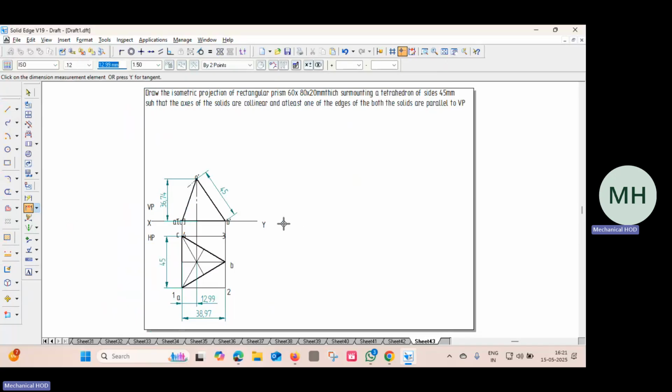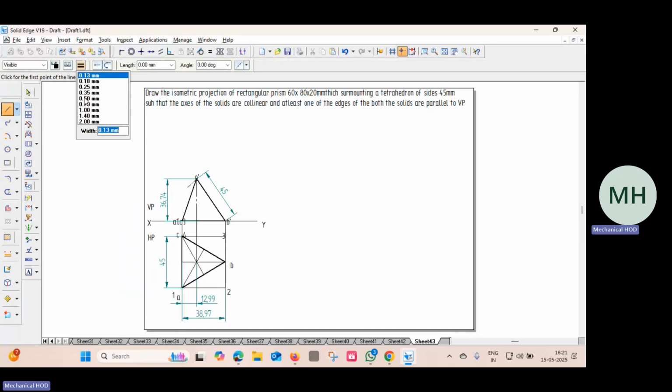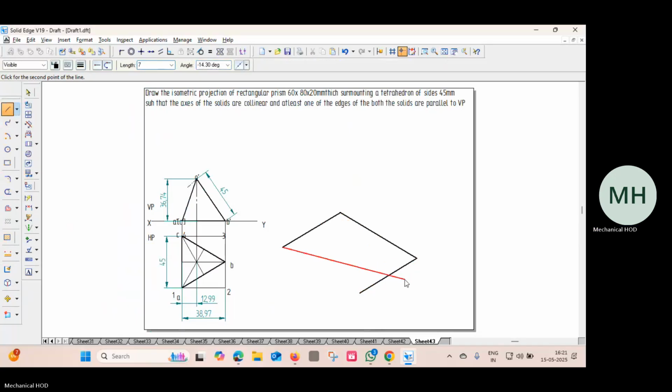isometric projection. Okay, now go to line command. We'll first construct a rectangular slab of 60 by 80 into 20. 60 is the length, first angle is 30 degree. Next 80 is the second length and angle is 150 degree. Third length is again 60, angle is minus 150 degree. Then again length is 80 and angle minus 30 degree.